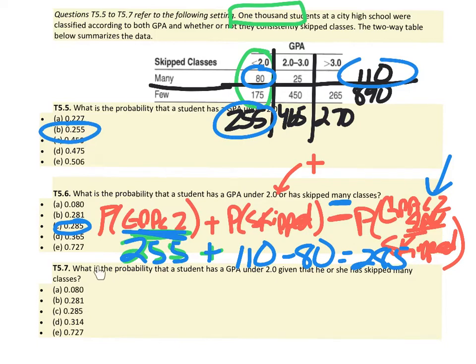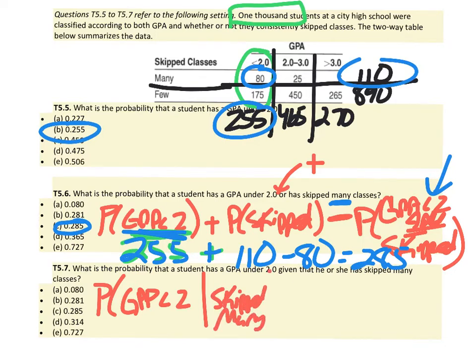Question 7. What is the probability that a student has a GPA under 2.0 given that he or she has skipped class many times? Now this is conditional probability, so we want the probability that GPA, again, is less than 2.0 given he or she skipped many times. So, a couple of ways to take a look at this one. If I take this, remember, I personally think taking this and just kind of doing a 90-degree turn to the right here would write it as the bottom of my fraction is I want those that skipped many times.